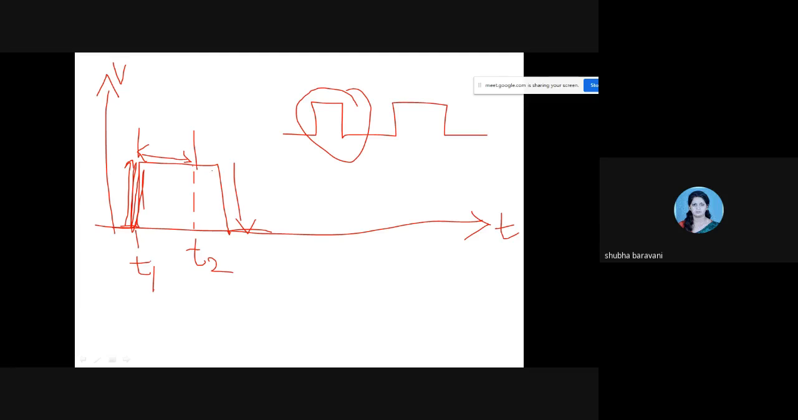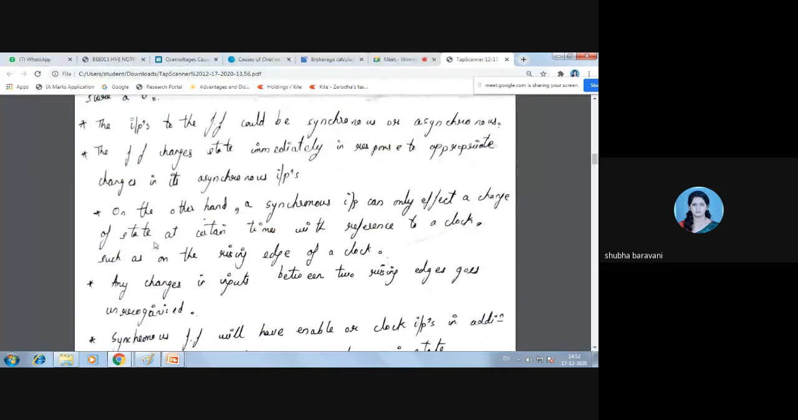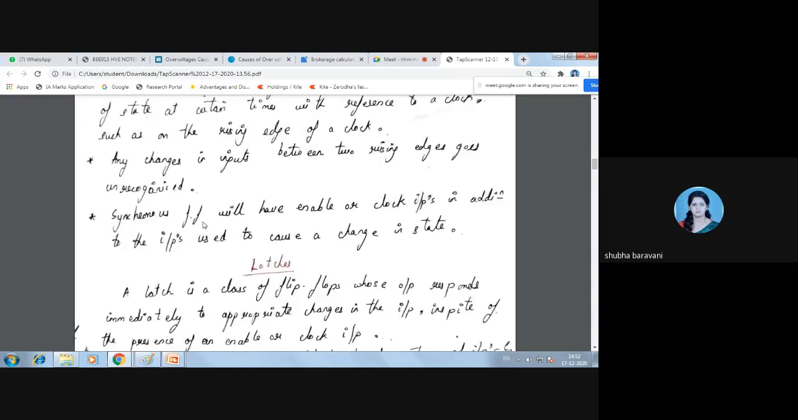Yes, ma'am. So my synchronous circuits work on this rising edge of the clock pulse. Okay. So exactly at T1. Right. So these are my synchronous circuits. अभी समझ में आया? Yes, ma'am. Okay. So any changes in the inputs between two rising edges go unrecognized in a synchronous circuit, right? Now, a synchronous flip-flop will have enable or clock inputs in addition to the inputs used to cause a change in the state, right? So initially I told you synchronous flip-flops will have the clocks, right? That is why these are called flip-flops, okay?